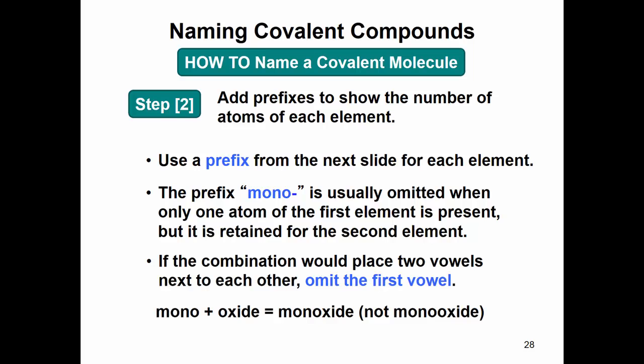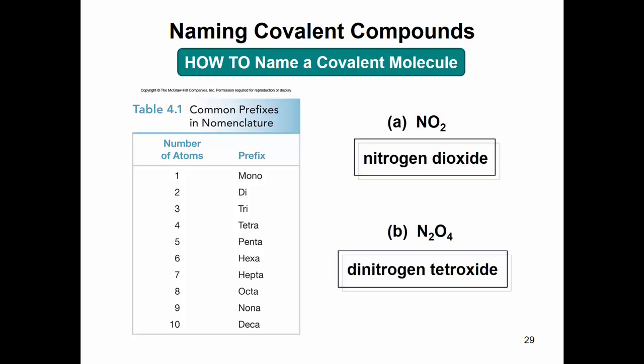But for the oxygen, because it's listed second, you do say mono. You say monoxide. Often we'll end up with two vowels next to each other when we use these prefixes, and so we just drop the first vowel. If you put mono and oxide together, then you have a double O, and so you just drop the first one. So we need to see these prefixes, and once we do, it'll make more sense.